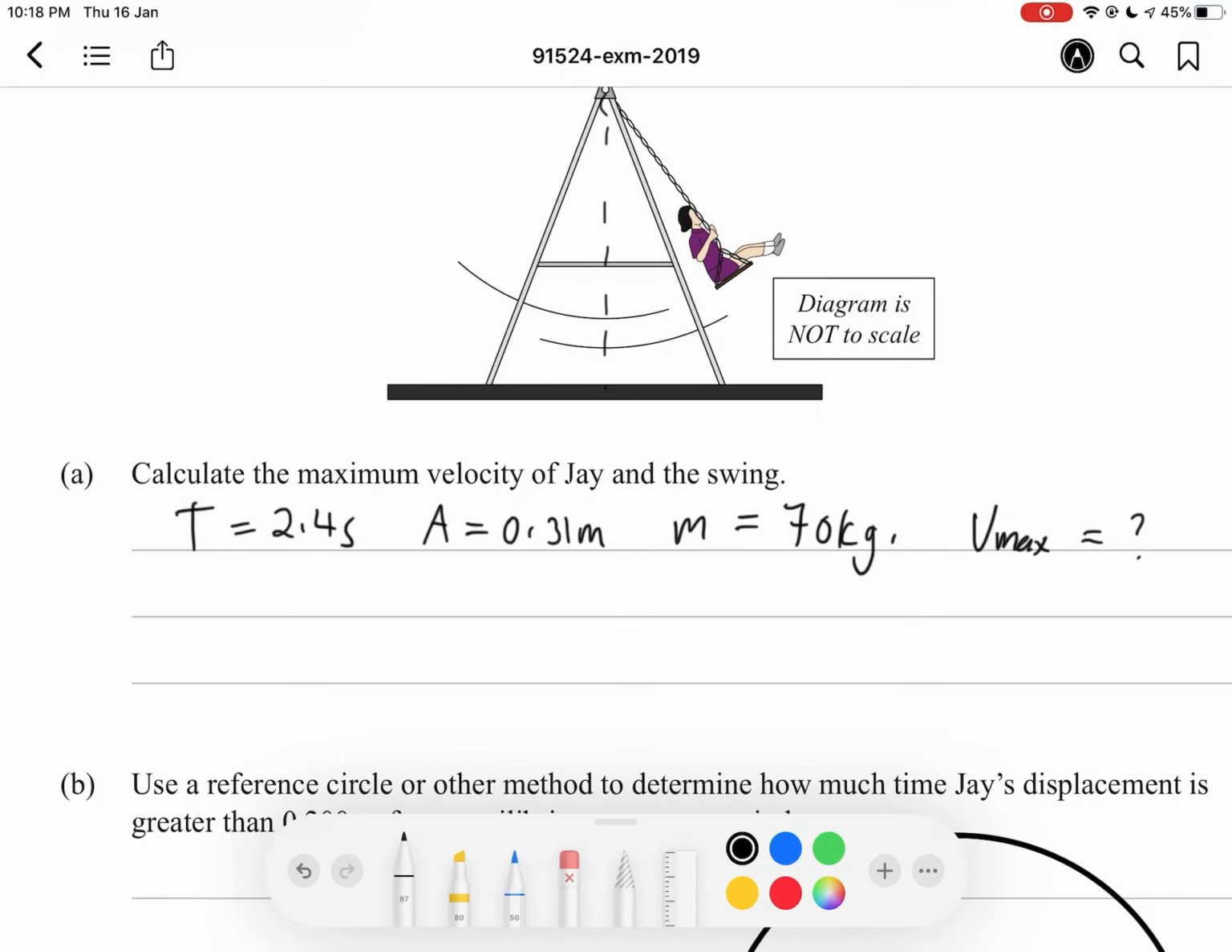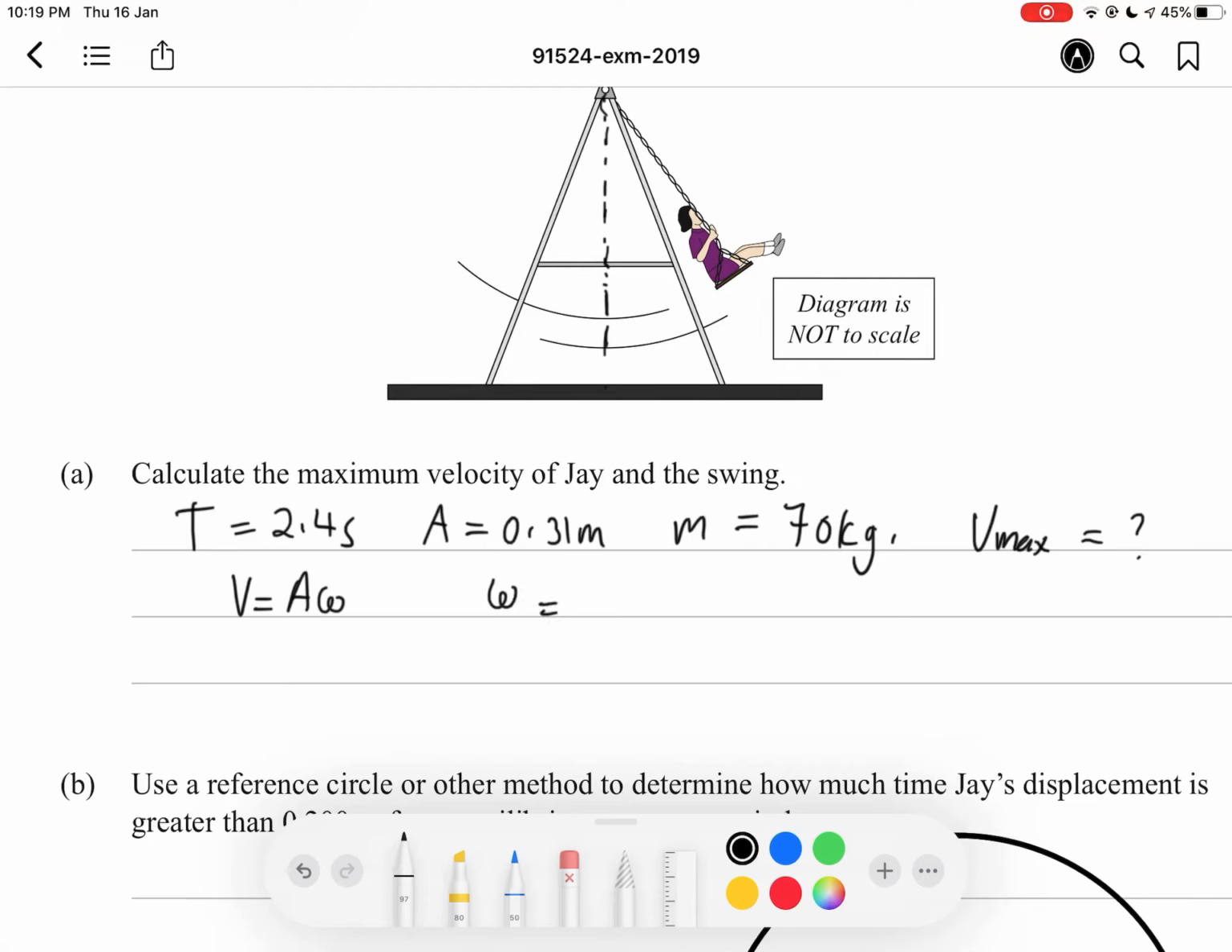So for the maximum velocity, we can just say that v is equal to amplitude times our rotational velocity. That's because the maximum velocity occurs at the equilibrium point. So when J reaches the equilibrium point, she is going to be traveling at that maximum velocity. So our maximum velocity will be equal to our amplitude times our rotational speed, okay? We have our amplitude is 0.31 meters, but we do not have our angular speed.